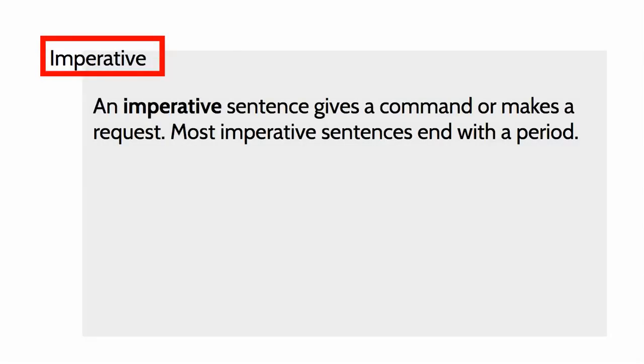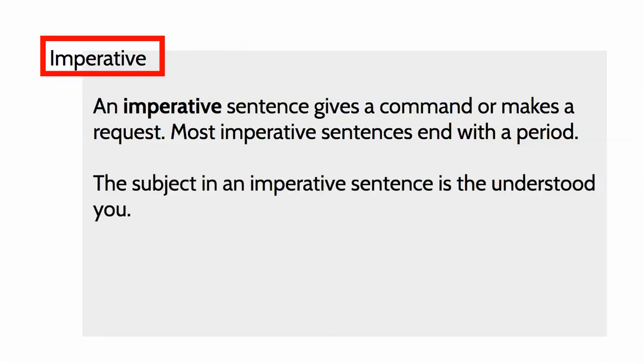An imperative sentence is a command. It's when you're telling somebody what to do or you're asking somebody to do something. Most imperative sentences end with a period, although if the speaker is yelling, or you want to convey that the speaker is yelling, you could end with an exclamation mark. The subject in an imperative sentence is the understood you. This basically means that the word you is not going to appear in the sentence itself, but we understand that you is the person who's supposed to be doing the actions in the sentence.